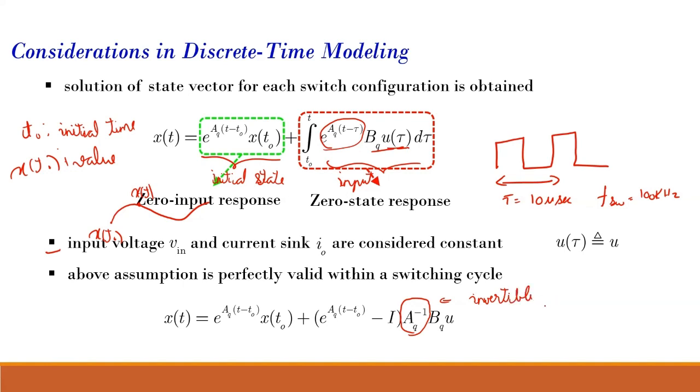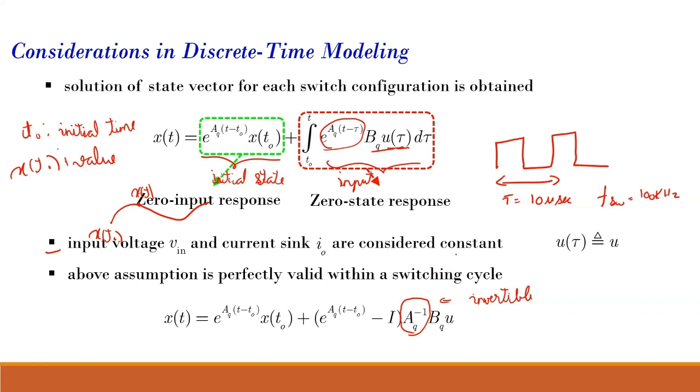If it is not invertible, then there's a different method which is not required for you guys to know. That is a higher research topic. So please repeat once, like the above assumption is perfectly valid within a switching cycle, that point. And u of t is said to be u, that thing all one.